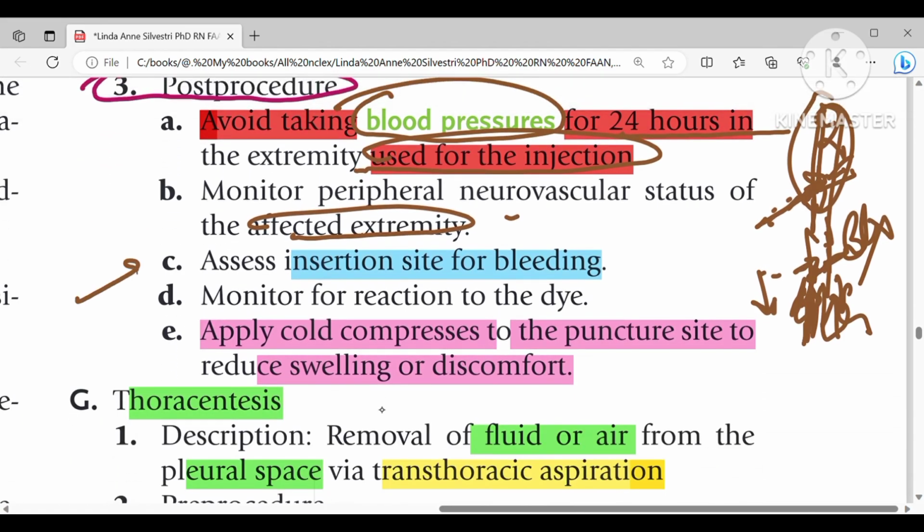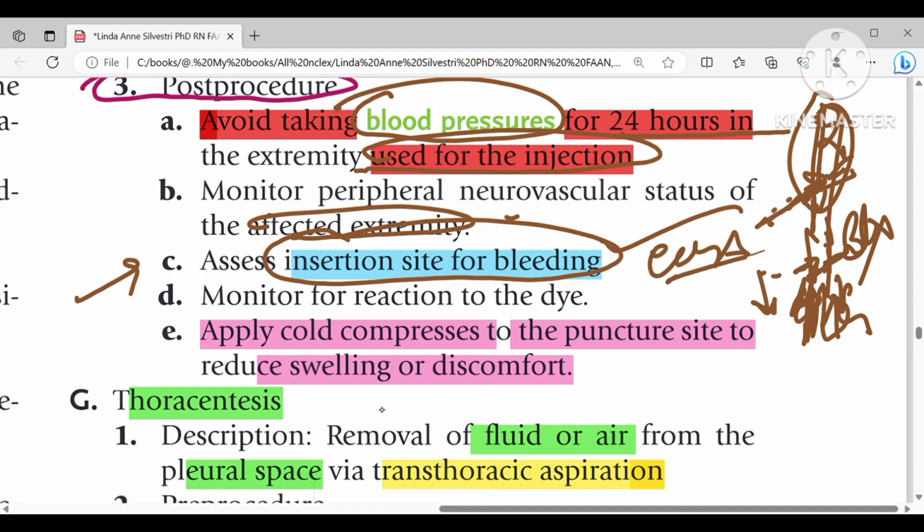Okay, next point is assess insertion site for bleeding, whether the site has any bleeding or any signs of bleeding or any ecchymosis like that. Okay, so we need to check for it.